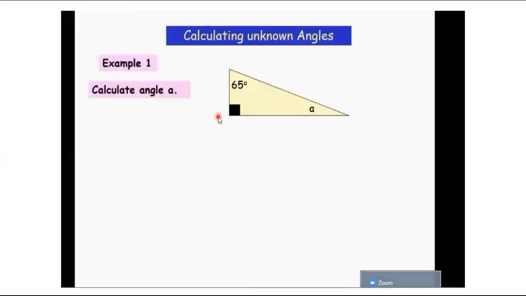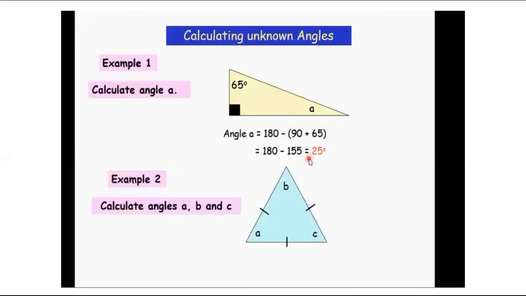This is example number 1, in which we have to calculate the angle A from this right angle triangle. How can I determine this is a right angle triangle? Because this angle, which is the dark angle, is the right angle and it's 90 degrees. Let's subtract 90 plus 65, which are the two angles, from 180 and we'll get the value of the unknown angle, which is 25.